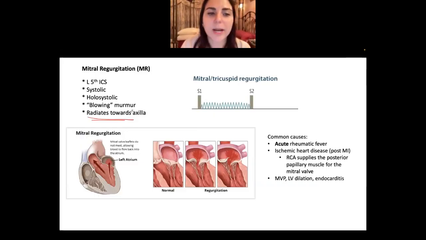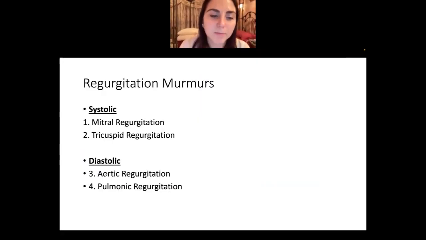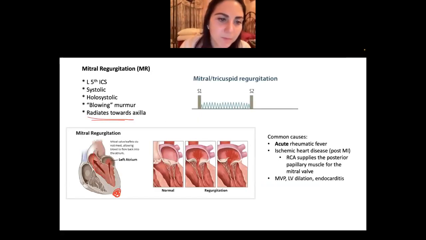It says it radiates towards the axilla, and I need to help you visualize it to explain it. Since this is a backflow murmur and we're listening down here with our stethoscope, when blood pumps, most of it is going to go through the aorta, but some of it is going to go back towards the left atrium.